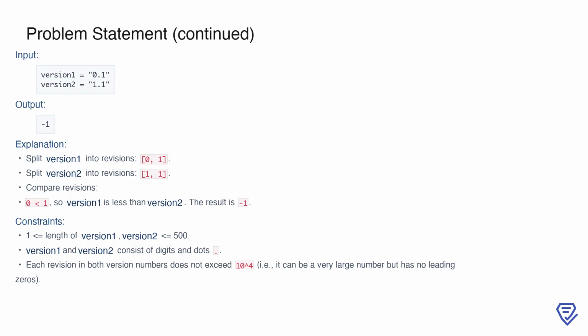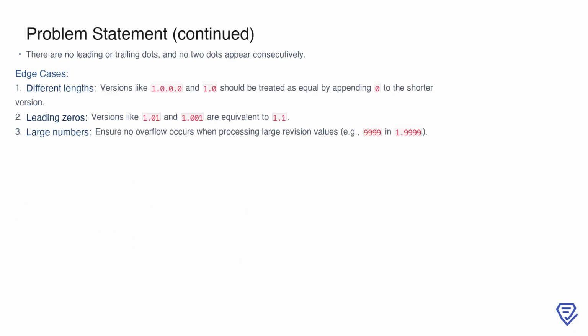Now, let's review the constraints and edge cases to ensure our solution works for all scenarios. To ensure correctness, we need to consider several constraints and edge cases. First, the length of version 1 and version 2 is guaranteed to be between 1 and 500. Both version numbers consist only of digits and dots, and no revision exceeds a value of 10,000. Additionally, the input is well-formed, meaning there are no leading or trailing dots, and dots do not appear consecutively.